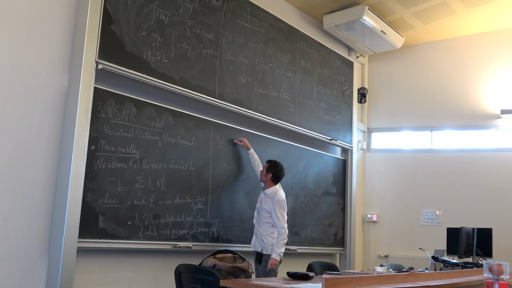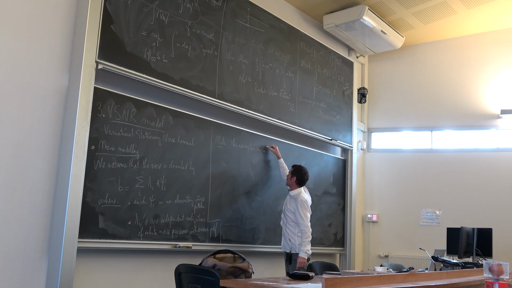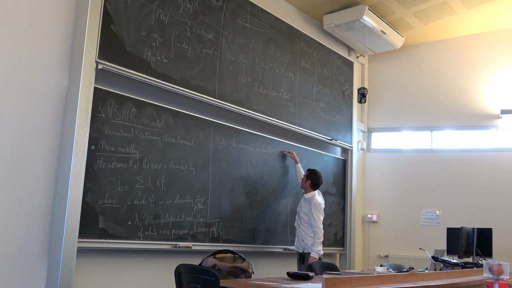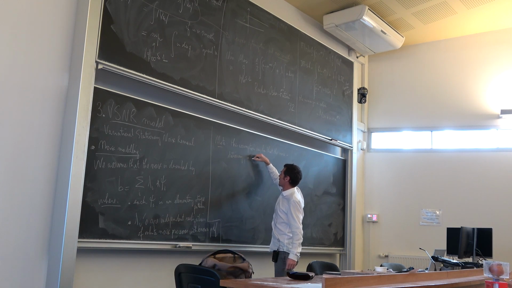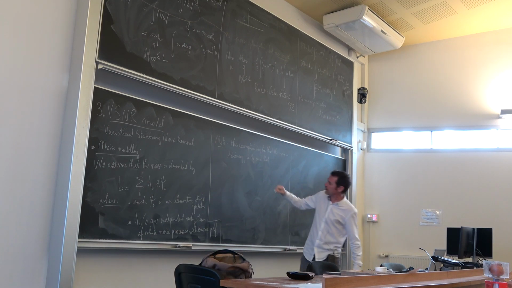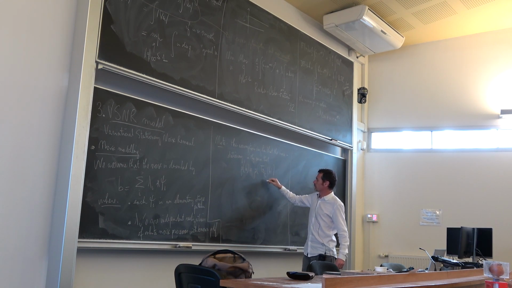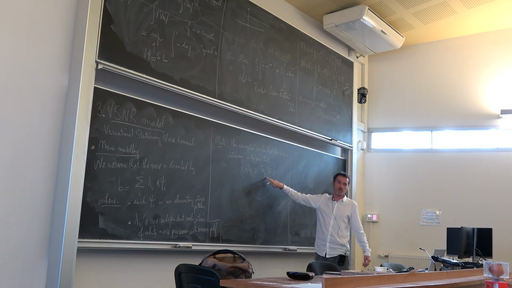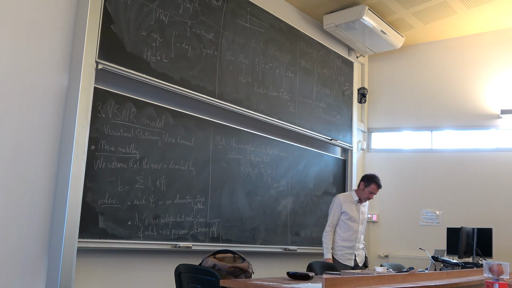So this assumption implies that the noise is stationary in the sense that the probability of B equals the probability of the translated B. If you translate your noise by some vector tau, you have the same probability.